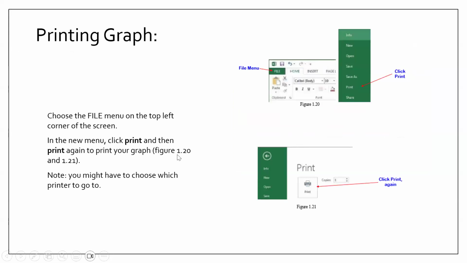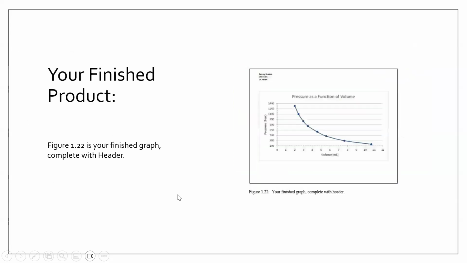And then when printing the graph, choose the File menu on the top left corner of the screen. In the new menu, click Print, and then print again, then print your graph. This is your finished product.